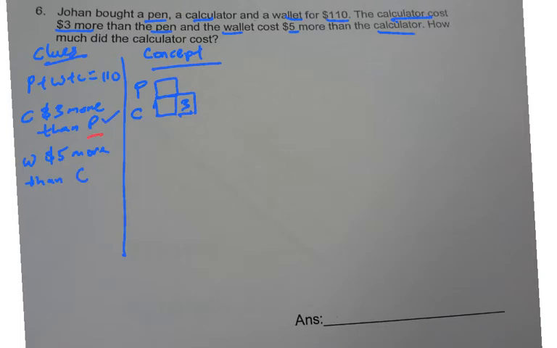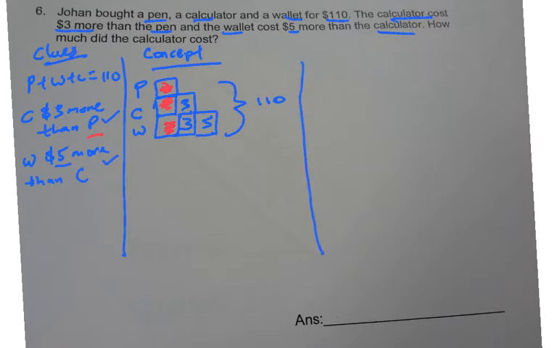So we draw the wallet next. The wallet is exactly the same as the calculator, so 1 unit plus $3, but it has $5 more. So settle this clue, and the total we have here is 110. So you realize that we've got three units, 1 unit, 2 units, 3 units, plus three plus five gives us 110.